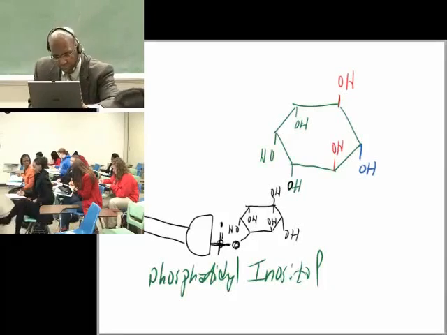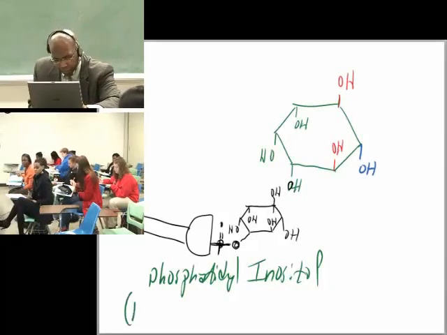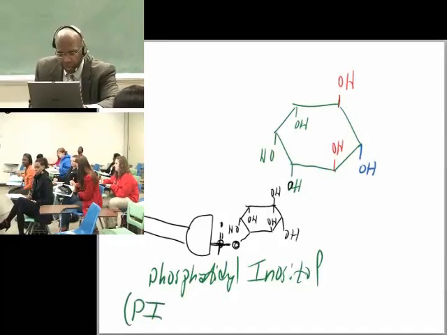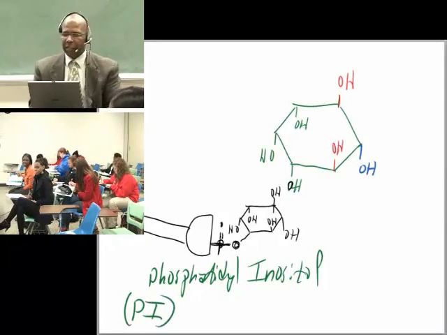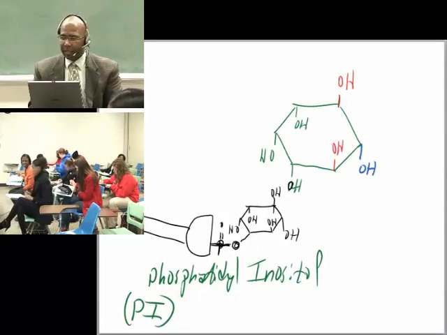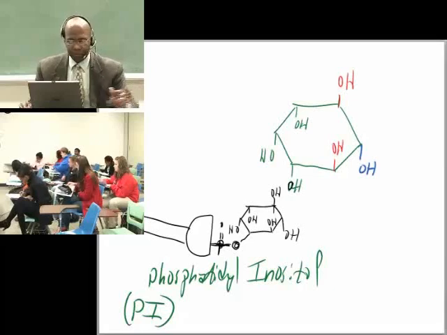Now we have to abbreviate this something. So we can abbreviate PN maybe? PI would be better. Yes. PI. Phosphatidylinositol. How many more are remaining? 2. Only 2 more left.